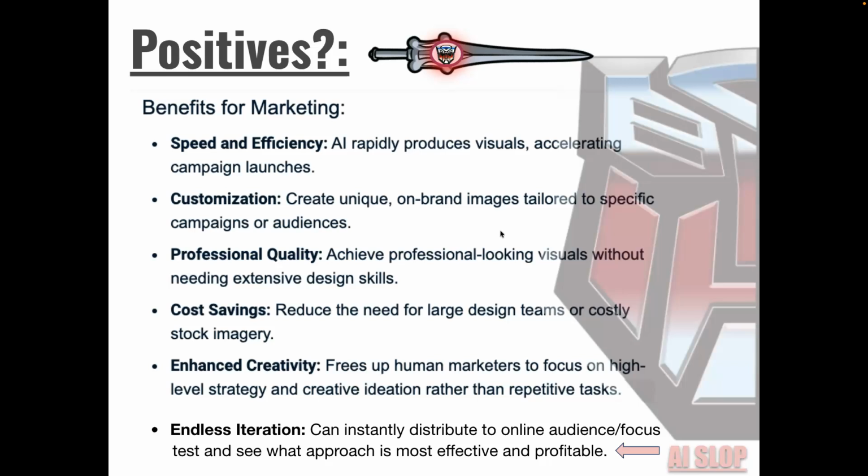Especially for marketing, speed and efficiency. AI rapidly produces visuals, accelerating campaign launches, right? You can put out a lot of imagery very quickly. Customization, you can make it more unique. You can say, give everyone a tattoo under their left eye. I don't know. You can have professional quality.